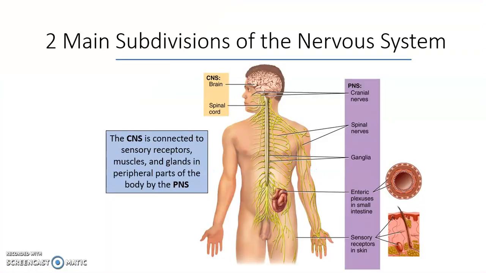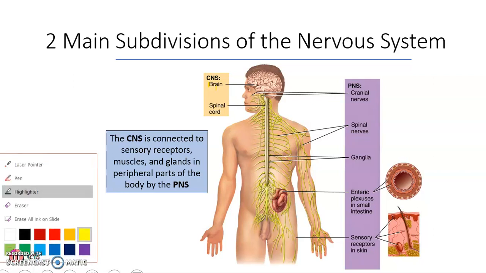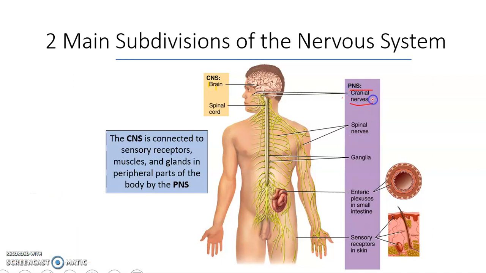The nervous system has two main subdivisions. The central nervous system, formed of the brain and the spinal cord, and the peripheral nervous system, which is formed of 12 pairs of cranial nerves arising from the brain, 31 pairs of spinal nerves arising from the spinal cord, ganglia, which are swellings of nervous tissue, the enteric plexus in the small intestine, which is a network of nervous tissue present between the walls throughout the GI tract, the gastrointestinal tract, and sensory receptors in the skin.